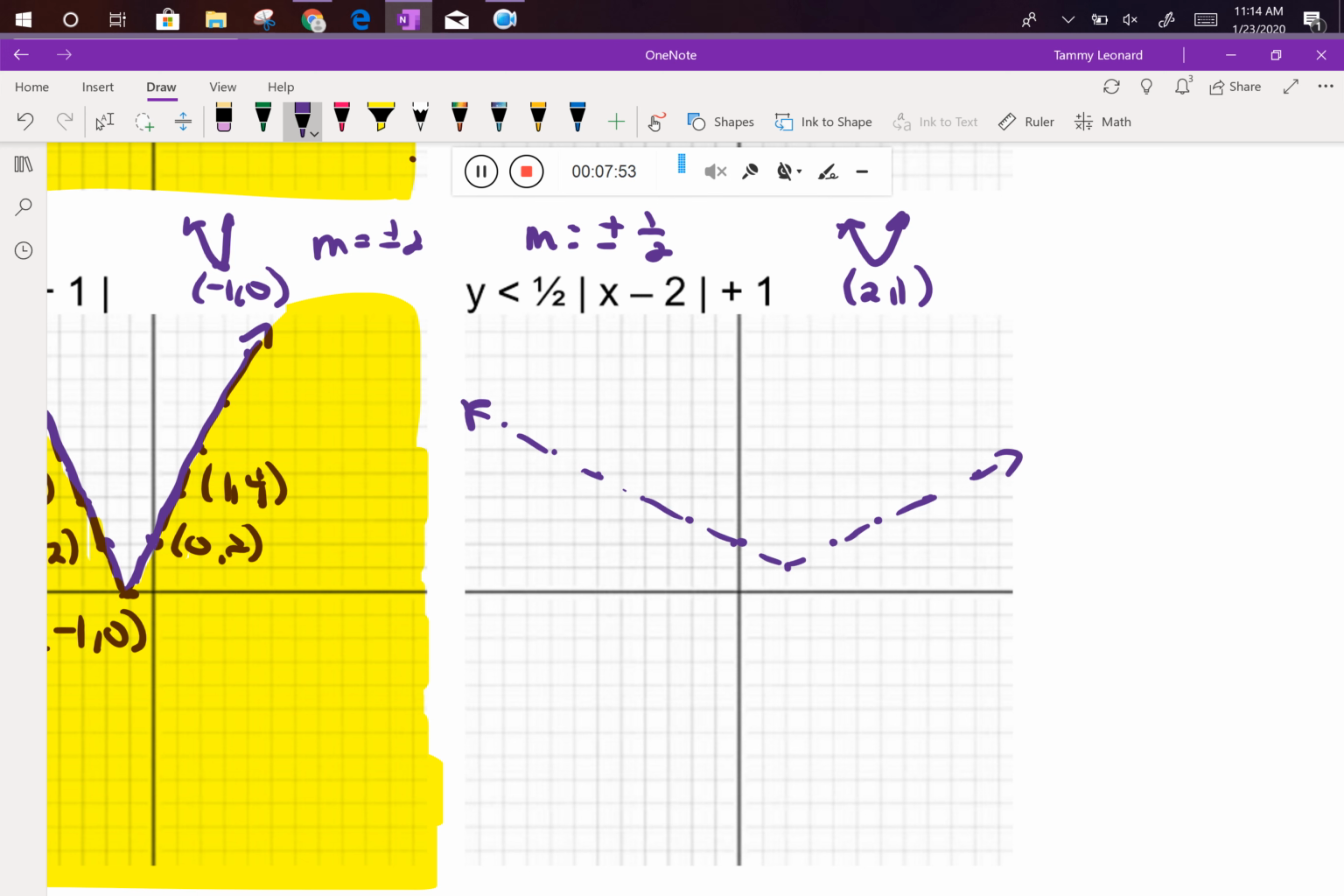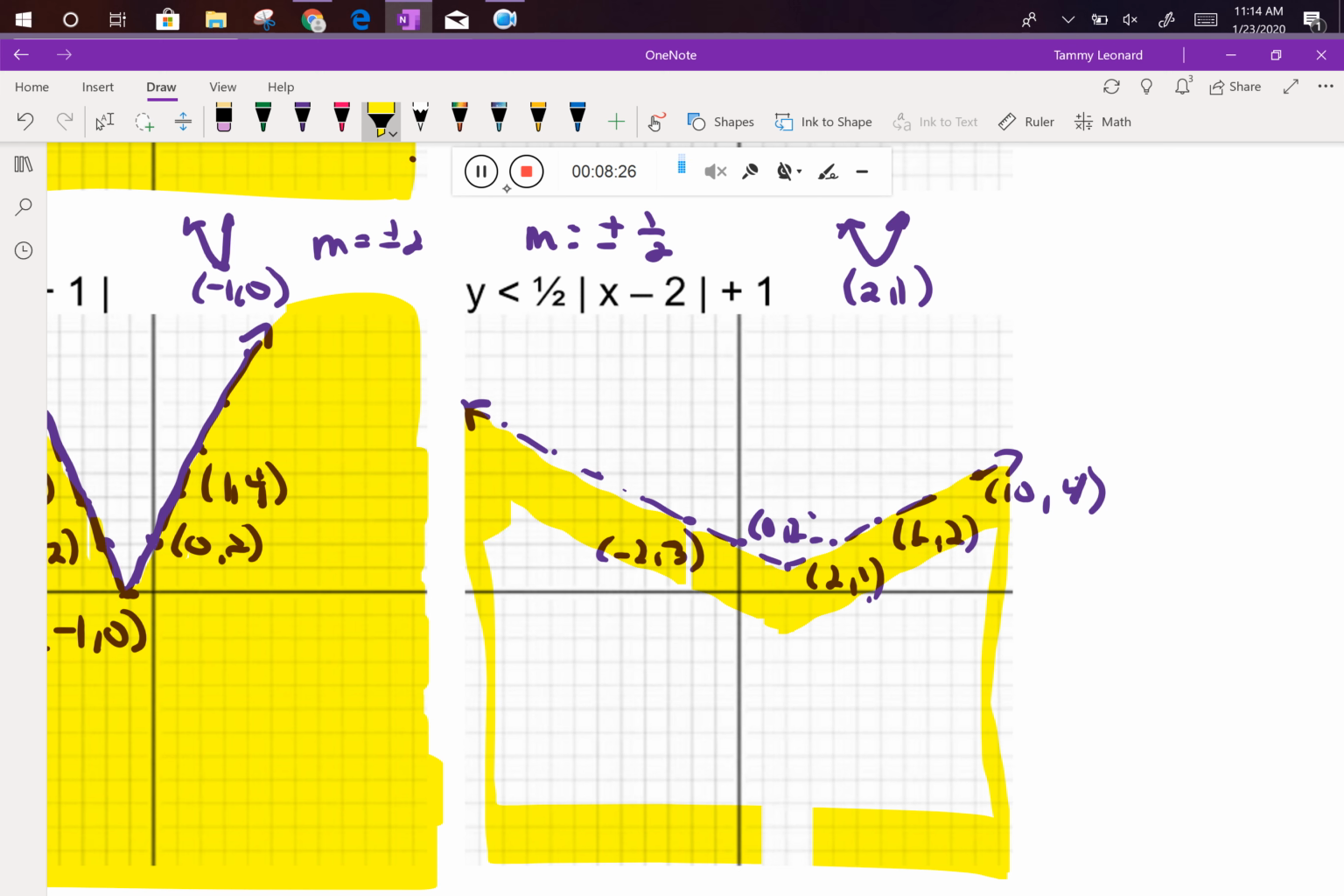We said that the vertex was at (2, 1), so I want to make sure that's labeled. And then I need to pick a few more things to label. So maybe (6, 2), and maybe (10, 4). And then going across the other side, I might choose to label the y-intercept at (0, 2). And then maybe this point at (-2, 3). Now it says y is less than, so I'm shading below this dashed absolute value. I'm going to make sure that I shade everything.